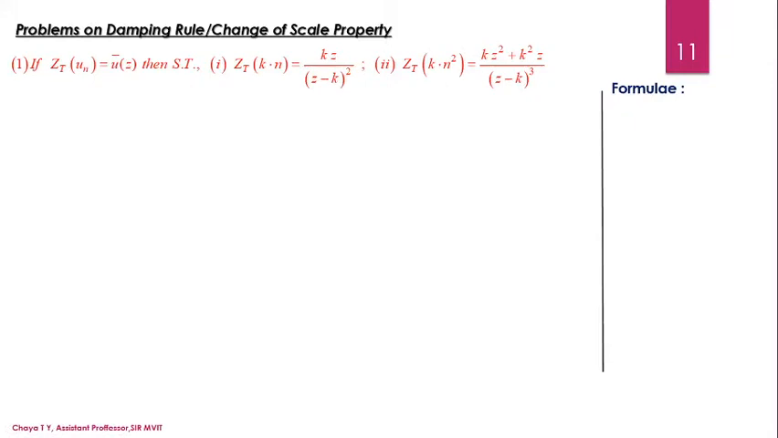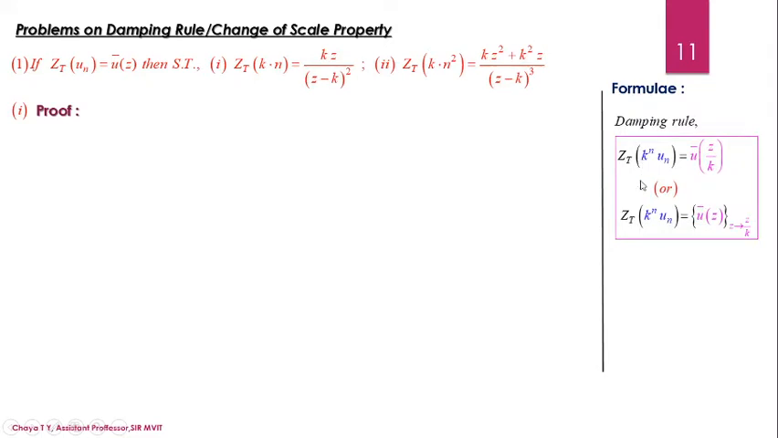Since these are supposed to be solved with the help of the damping rule, we are going to first consider the proof of the first one, where we write down the formula for the damping rule. So what is the formula for the damping rule in this case? We have the Z transformation of the product of two terms, of the form k to the power n and u_n, given by the expression u bar of z divided by k. Now what do we mean by this?